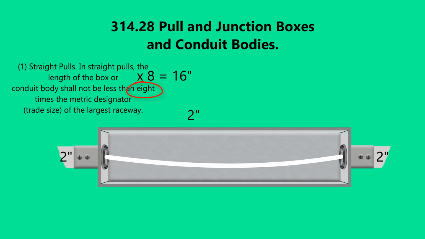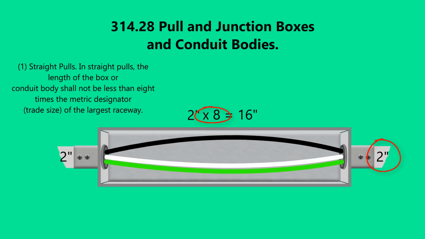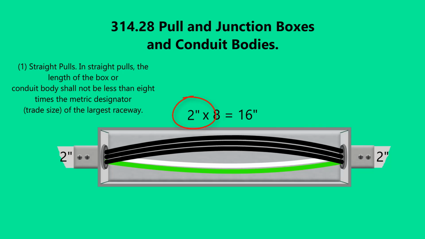In the example shown, 5 number 4 conductors are pulled straight through the junction box. Since 2-inch conduit is used, the length of the box must be 8 times the size of the conduit. The straight pull box would require a minimum length of 16 inches.